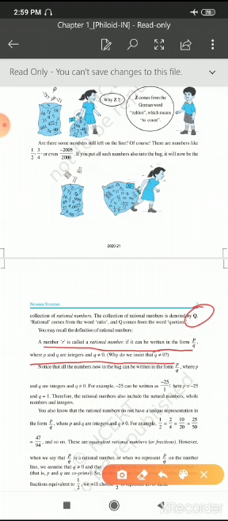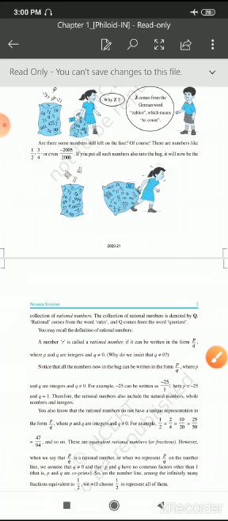And how to find the equivalent rational numbers? As we have learnt in fractions in earlier classes, how do you get equivalent fractions? By multiplying both the numerator and denominator with the same number, or by dividing both the numerator and denominator with the same number. In the same way, here to get equivalent rational numbers, we have to multiply or divide both the numerator and denominator with the same number. These are called the equivalent fractions.